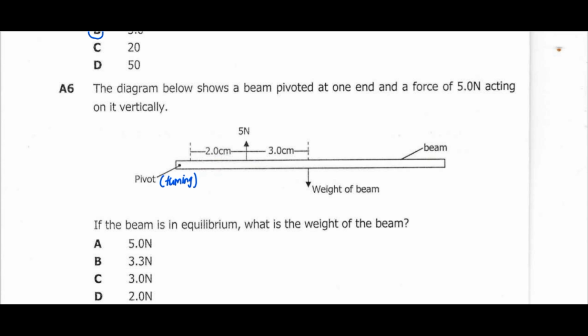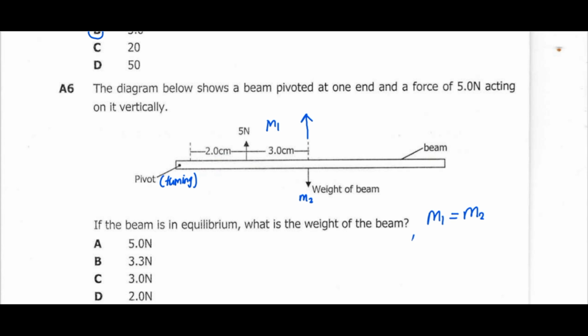Now for questions like this, we are dealing with the moment. So we have two moments. There is the first moment here, we'll call it moment 1, which is going up. Then there is another moment 2 which is going down. So for this arrangement to be in equilibrium, the two moments must be equal to each other. So moment 1 must be equal to moment 2 for the beam to be in equilibrium.